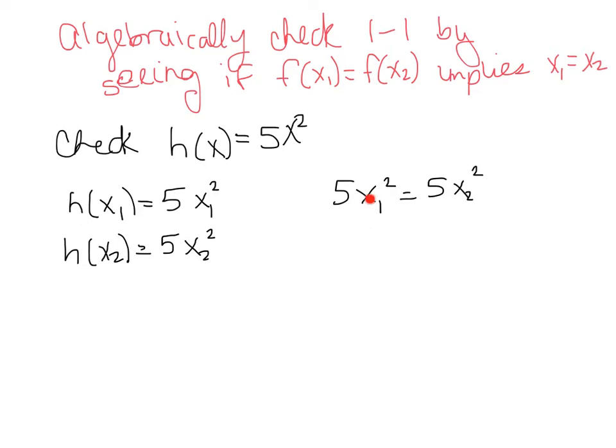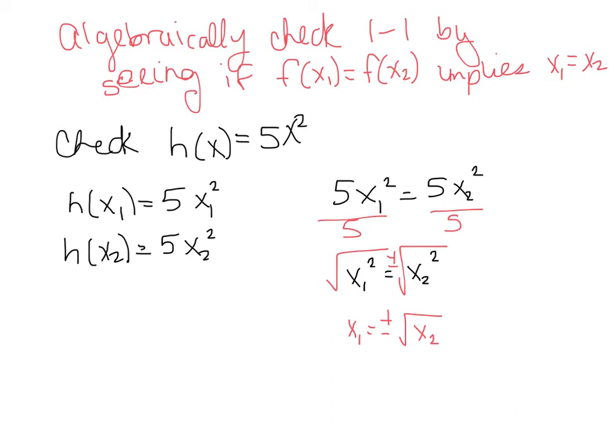Now, these little subscripts are just a way to represent different numbers. So, we'll start by dividing each side by 5, and we would be looking when x1 squared is equal to x2 squared. And if we want to keep going here, then we would square root each side. But don't forget, you get a positive and negative root. So x1 would be equal to plus or minus the square root of x2. So we get two different values.